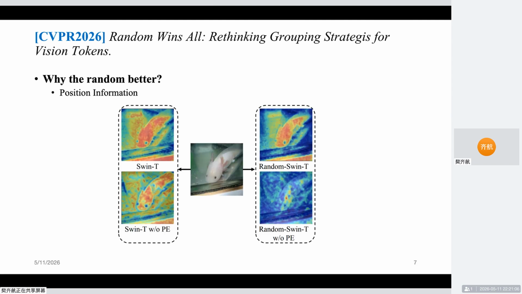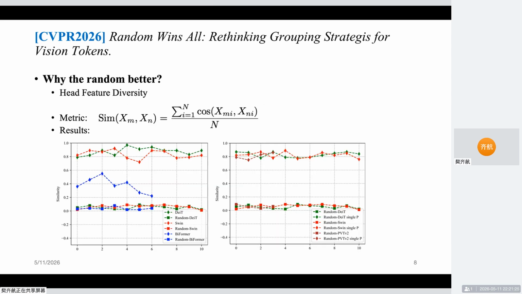First, let's look at position information. A random grouping strategy can preserve and mix positional cues in a different way from manually designed sparse layouts. This helps the model avoid being restricted to overly rigid local patterns, and it may improve the way spatial relationships are encoded across tokens.